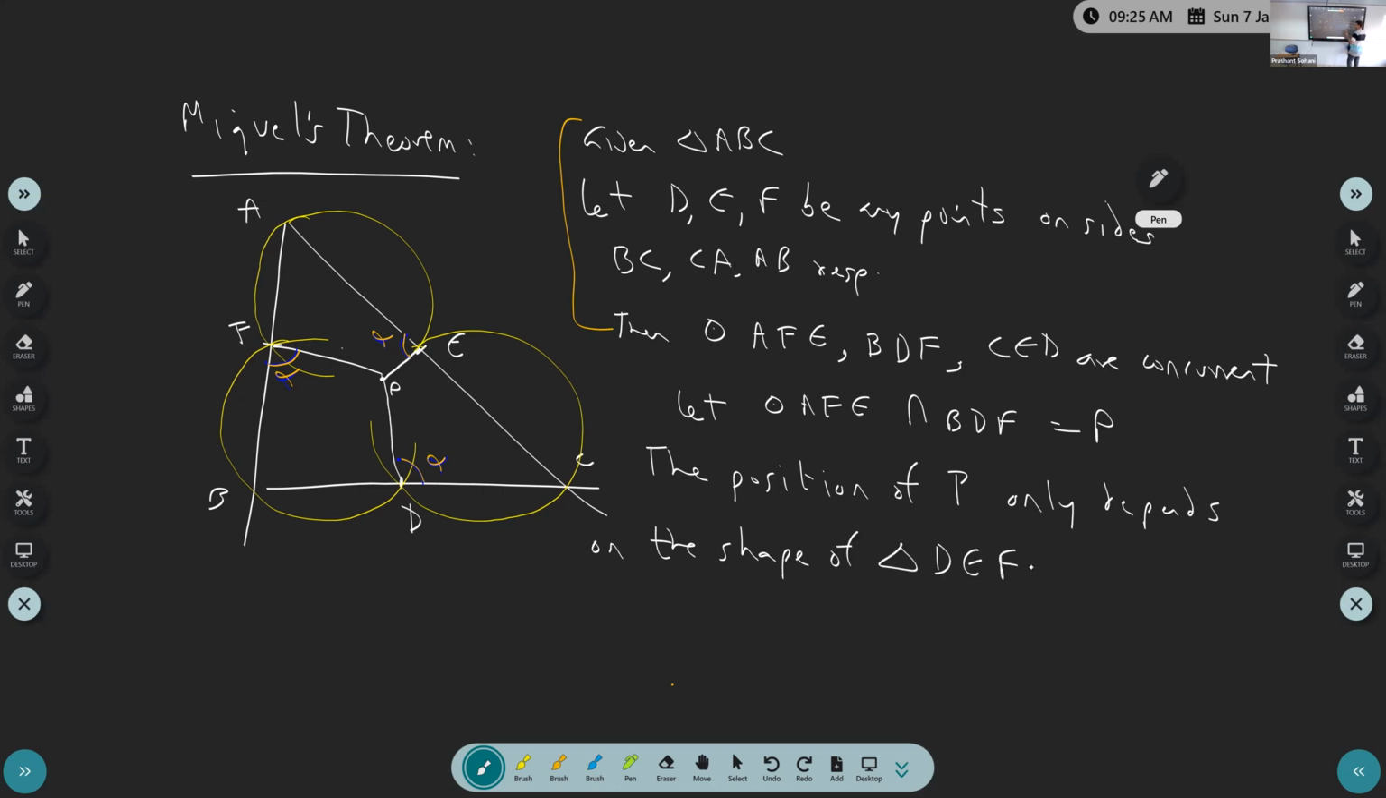This is the important addition, which typically is not part of the standard Miquel's theorem, but it is studied as an extension of that. If I change the position of points D, E, F, in general, the point P will also change. But if the shape of the triangle DEF does not change, then P will also not change. That is the important point. And we had already seen the proof of this last time, so I won't repeat it.